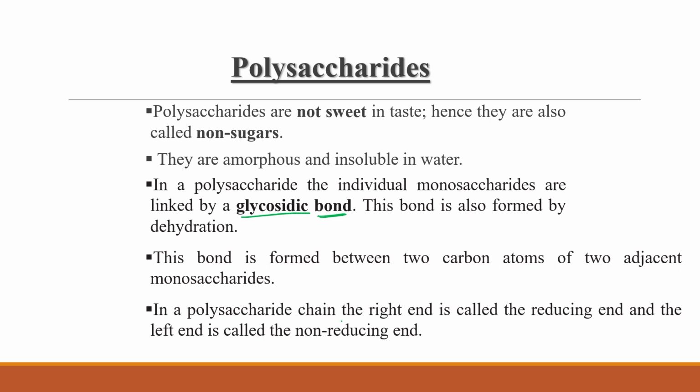So this bond is formed between two carbon atoms of two adjacent monosaccharides. In a polysaccharide chain, the right end is called the reducing end. If we see the whole biochemical structure of this polysaccharide, the right end is called the reducing end, while the left end is called the non-reducing end. Okay, clear?